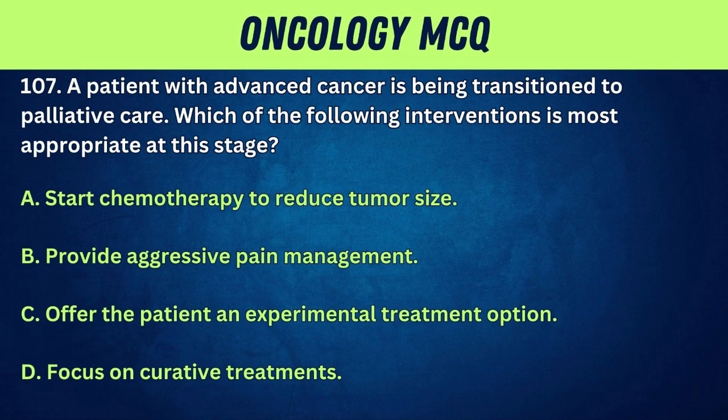107. A patient with advanced cancer is being transitioned to palliative care. Which of the following interventions is most appropriate at this stage? A. Start chemotherapy to reduce tumor size. B. Provide aggressive pain management. C. Offer the patient an experimental treatment option. D. Focus on curative treatments.